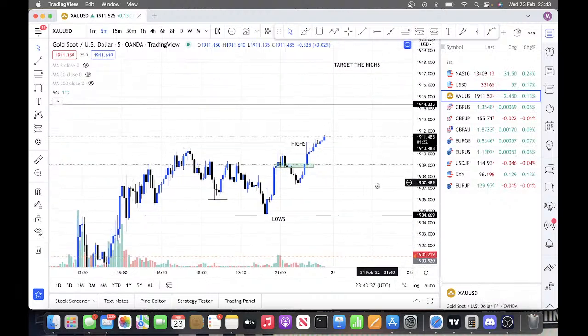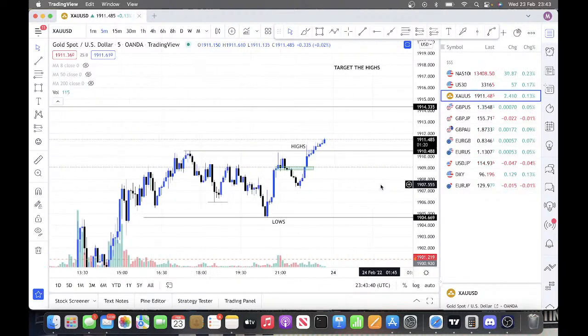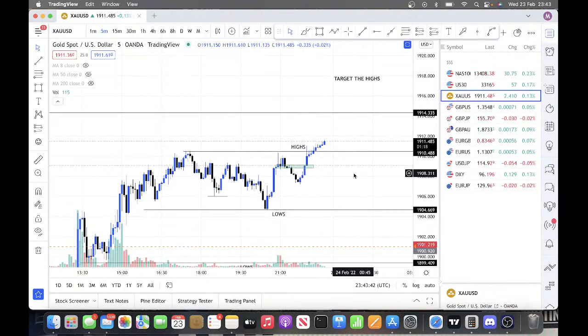So I'm just going to head away, probably do some trading in an hour or so, see if we can catch any pullbacks into these areas to take these buys up to break these highs.